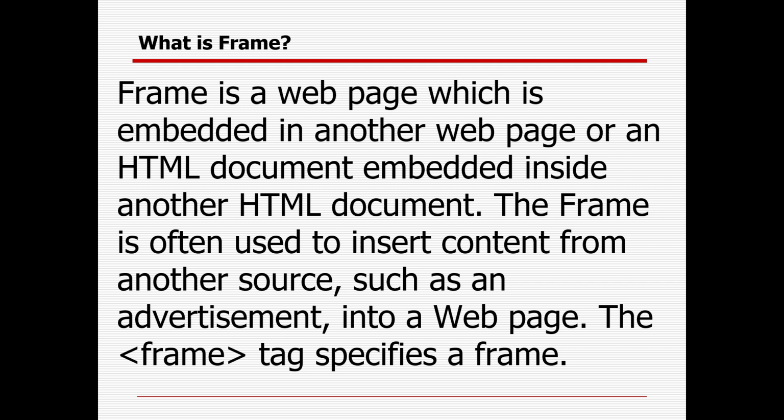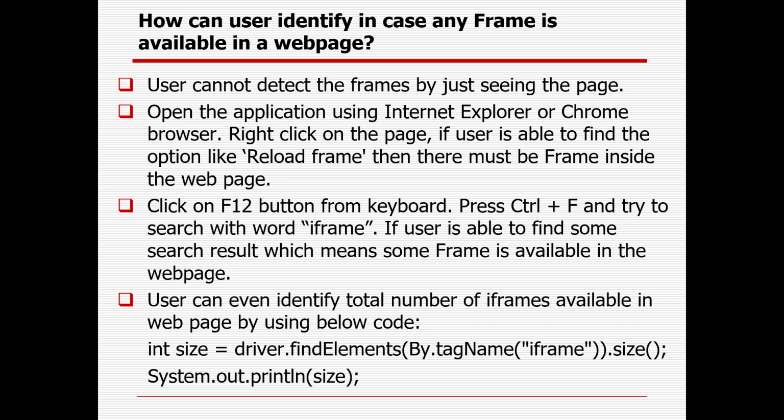But the problem is that sometimes, by navigating to the web page or the URL, you will not be able to identify whether a frame is available or not, and how many frames are available, by look and feel. But there are a couple of ways so that you can identify that a frame is available, and then you can handle the frame. After that, you can do the operation. So a user cannot detect the frame by just seeing the page.